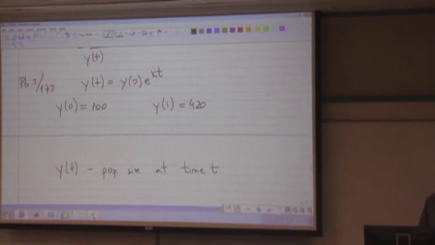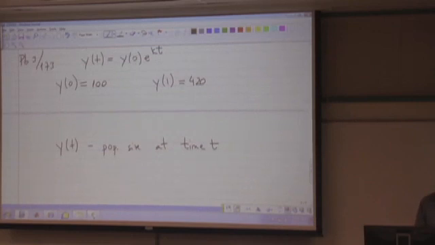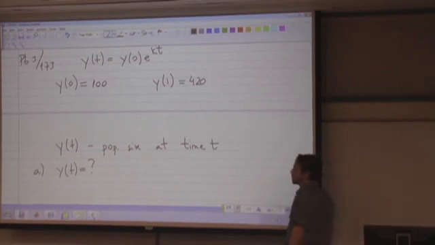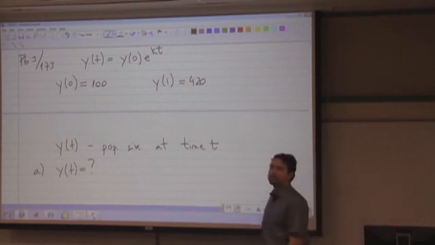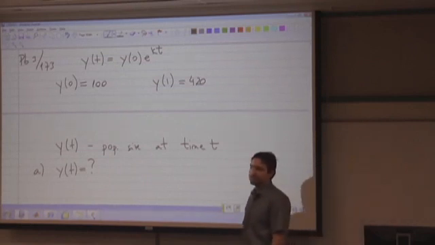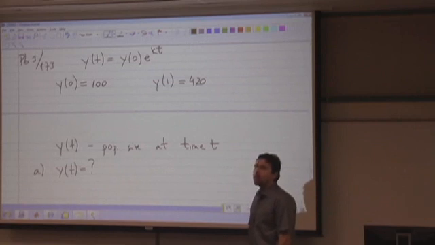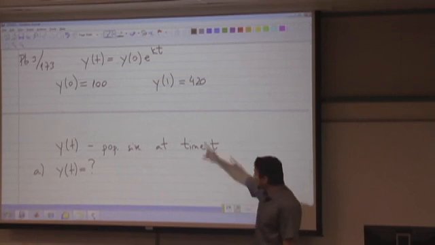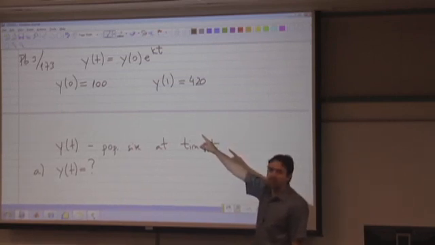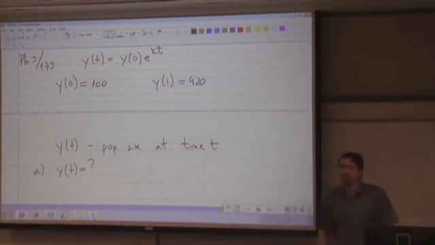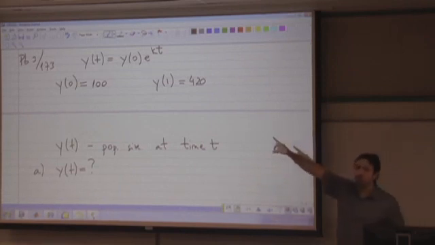Okay, part A. Find an expression for the number of bacteria after t hours. So part A asks us, what is y of t? Let's make this interactive. How would you guess we would do that? What do we need? We need to find out what k is, because we know what y of 0 is. So how can we figure out what k is? We have that y of 1 is equal to 420.